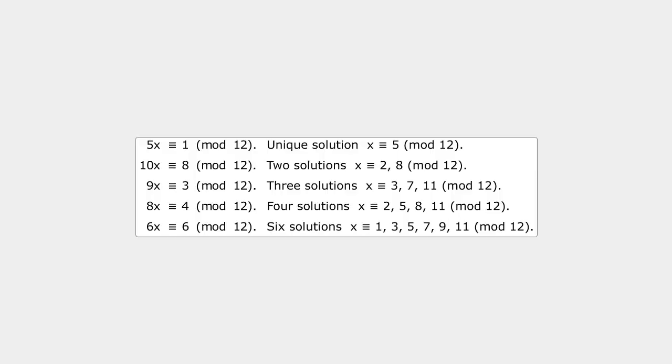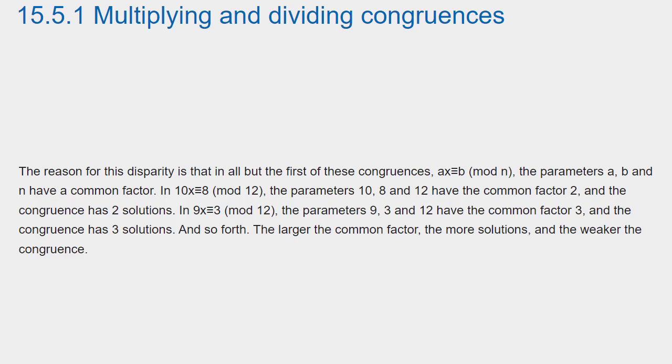Not all congruences have the same strength. Some congruences are strong and have a unique solution. Some congruences are weak and have many solutions. The stronger the congruence, the more information it gives. Consider these congruences, listed from strongest to weakest. The reason for this disparity is that in all but the first of these congruences, ax is congruent to b mod n, the parameters a, b, and n have a common factor.